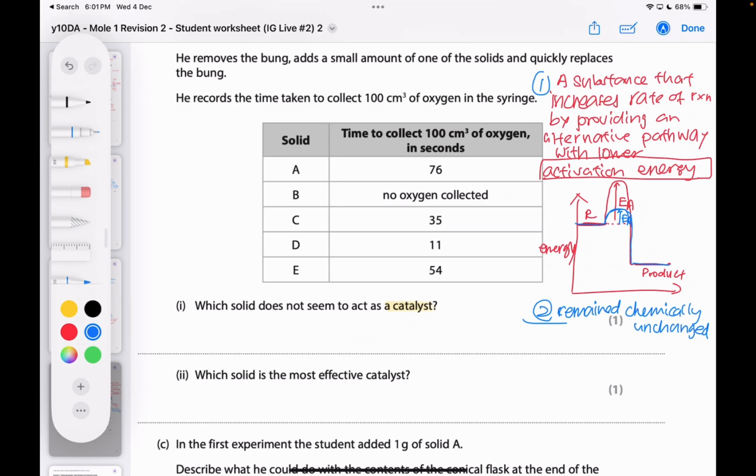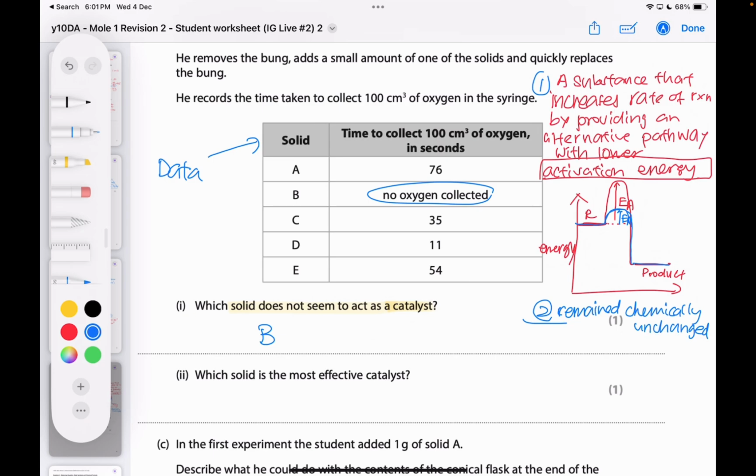Okay, so if you look at the question here, it says, which solid does not seem to act as a catalyst? The answer is quite obviously B, because there's no oxygen collected. So for this kind of question, you're using the data provided in a table to answer your question. It's only 1 mark each.